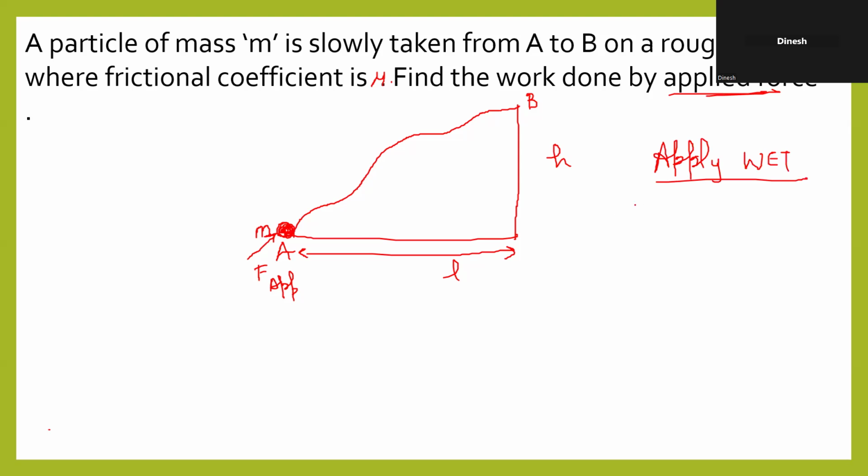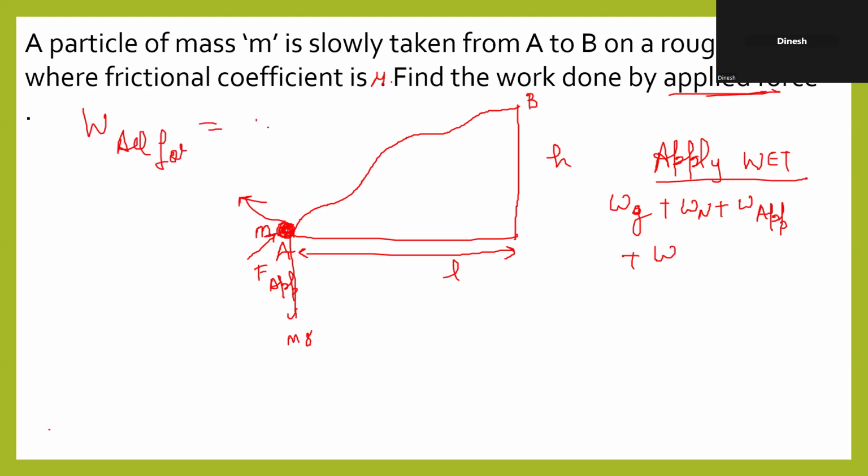Take all the forces on this. Who is doing work? Gravity is acting on this, and the normal. Work done by gravity, work done by normal, work done by applied force. And they are saying rough surface. Rough surface means friction also. So the work-energy theorem says work done by all the forces is equal to the change in kinetic energy. That is it.